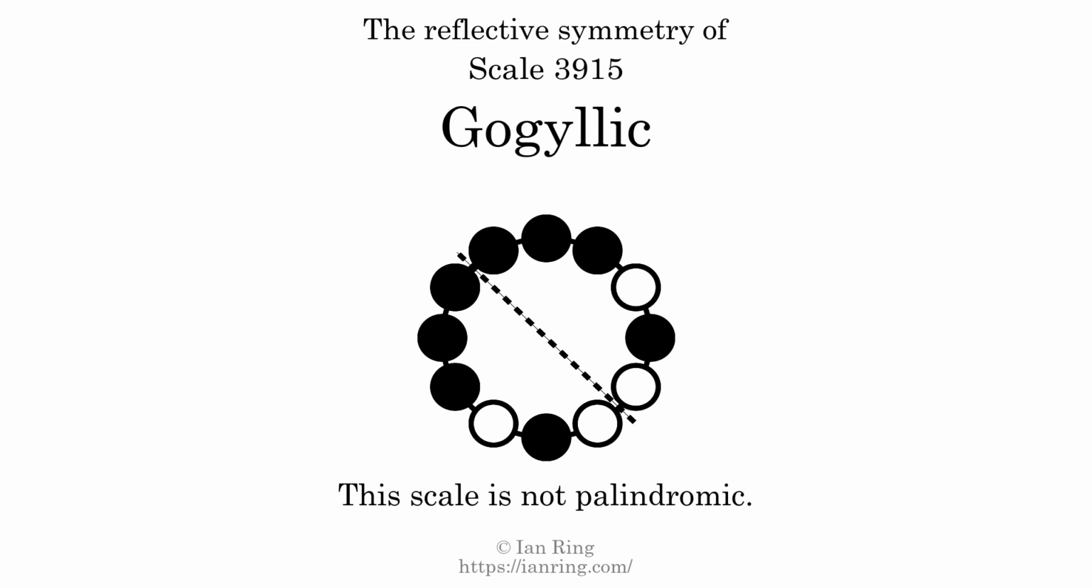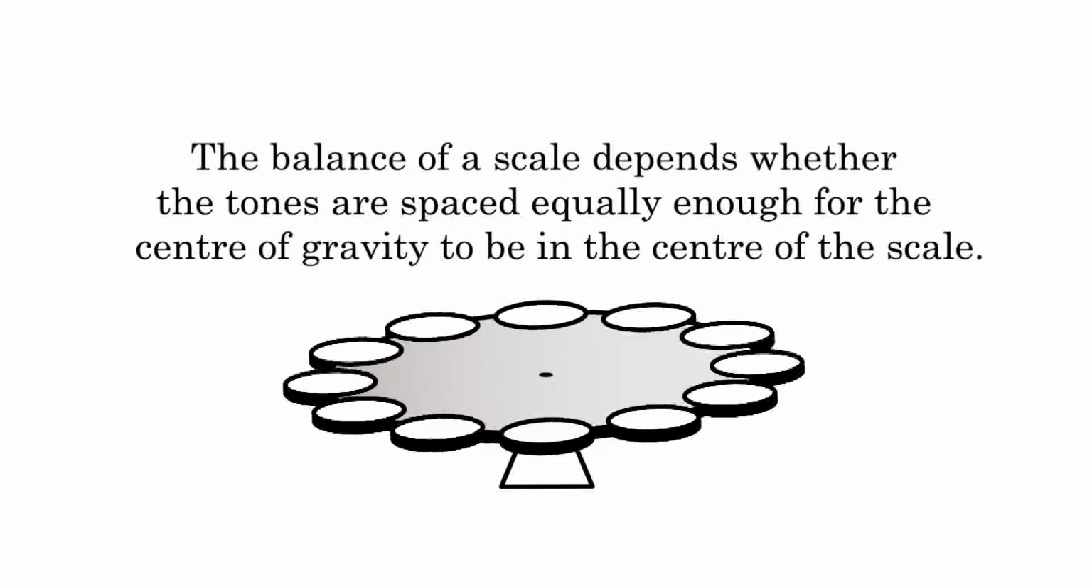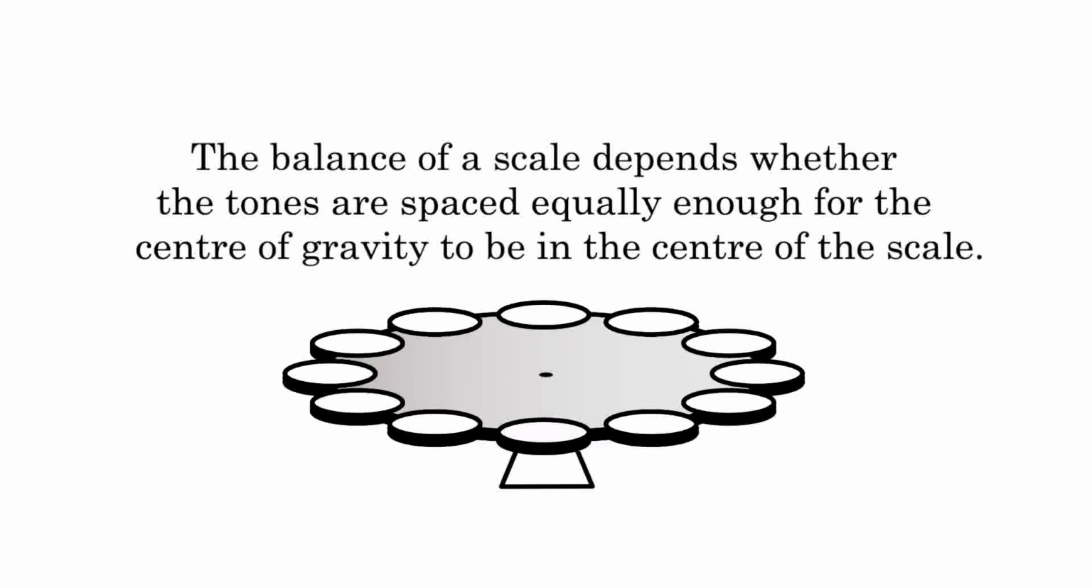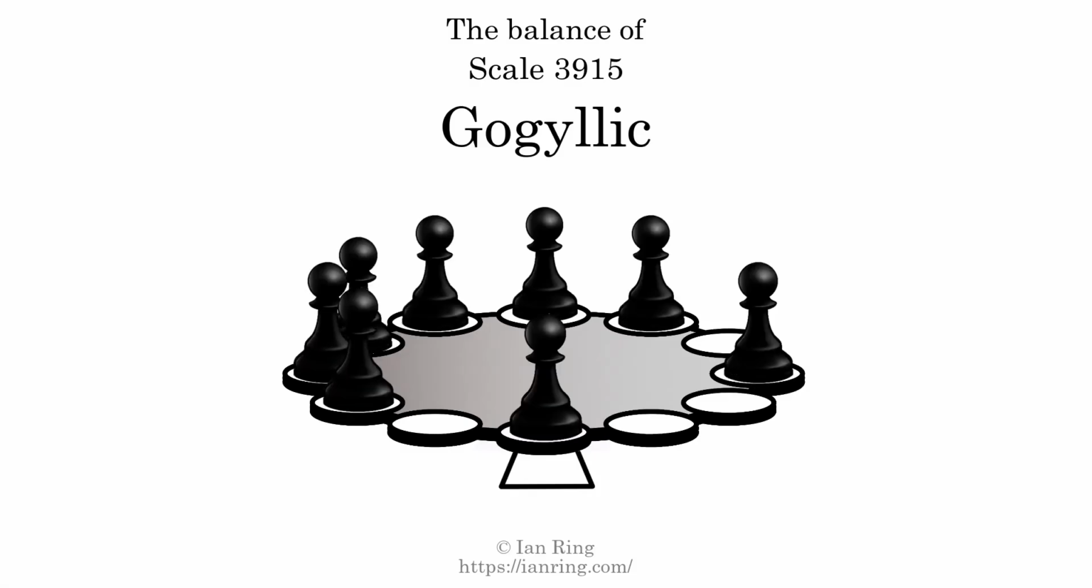This scale has reflective symmetry across an axis positioned 4.5 semitones from the root. This scale has a different pattern of intervals ascending and descending, so it is not palindromic. This scale has one ridge tone. Here, the balance of the scale depends whether the tones are spaced equally enough for the center of gravity to be in the center of the scale. This scale is not balanced.